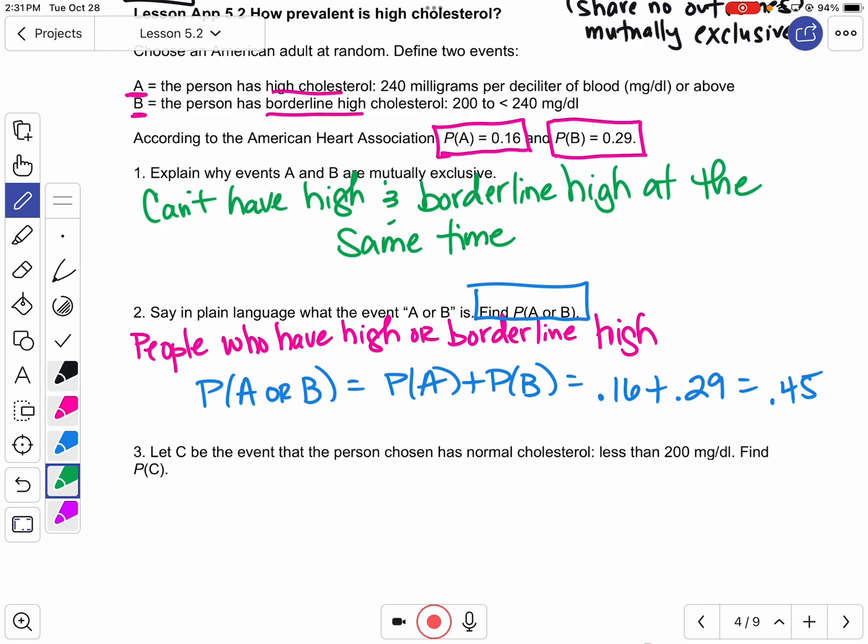Okay, then question 3 says, hey, here's a new event. C is the person that has normal cholesterol. Now, they didn't tell me anything about normal people, okay? They told me about high people and borderline high people. But if I put all 3 groups together, what should it add up to? 1, okay? So to get the probability that I'm looking for, I'm going to take 1 minus the probability I already know, which is what I did in the one above it, okay? So 1 minus those 2 added together. And that'll give me the probability I don't know. Okay. Which would be 0.55, I believe.